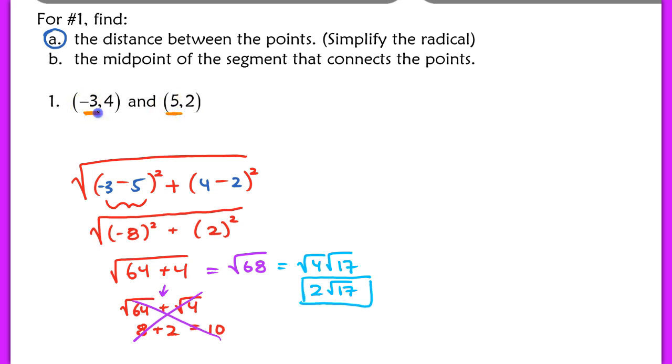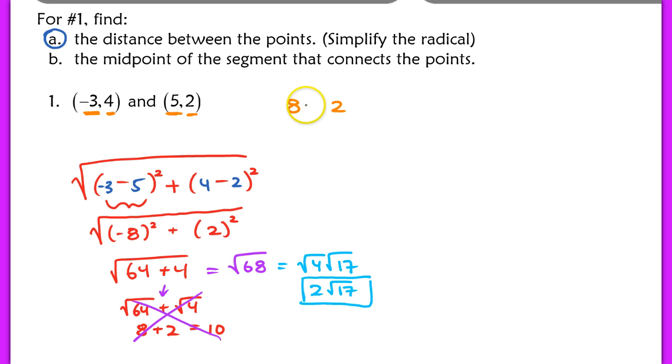So what I want you to do is look at negative 3 and 5 and think about a number line. Negative 3 and 5 are 8 units apart on a number line. Okay, so that's 8 units apart. Now 4 and 2, these two numbers here, are only 2 units apart.